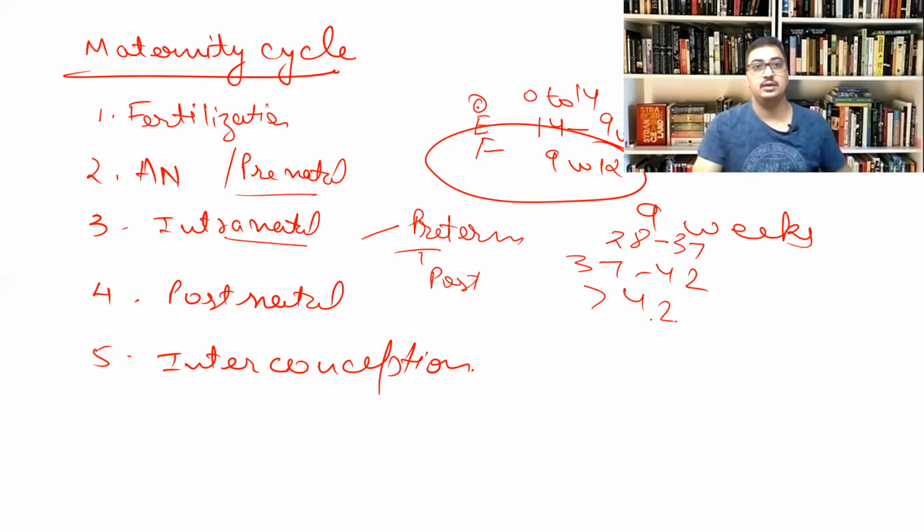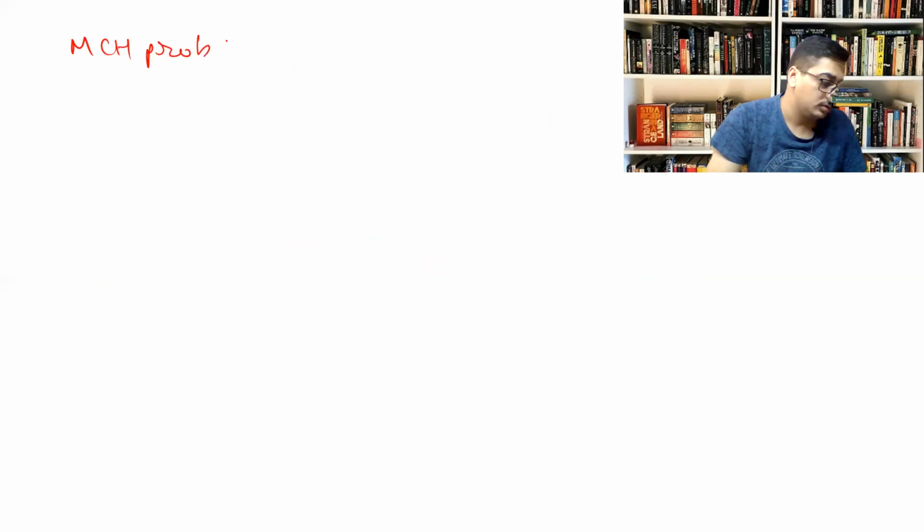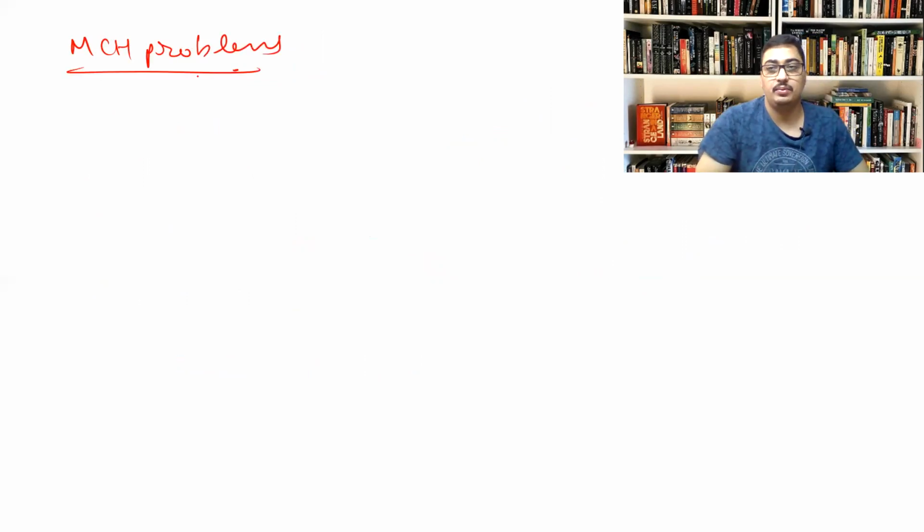So with this, we know what is the maternity cycle, and finally, let's move to what are MCH problems. MCH, maternal and child health problems, are unique to each country. So we have to ensure that it is unique to each country. So these are those problems, not all problems of maternal and child health, but those which are of public health significance. And for developed countries, it would be different. For a developing country, it would be different.